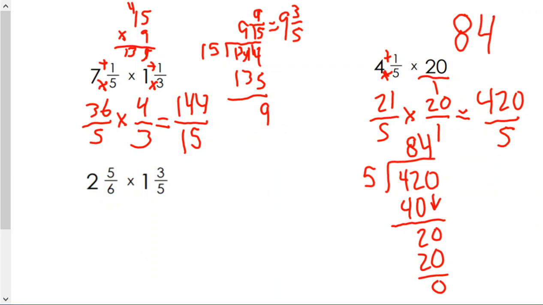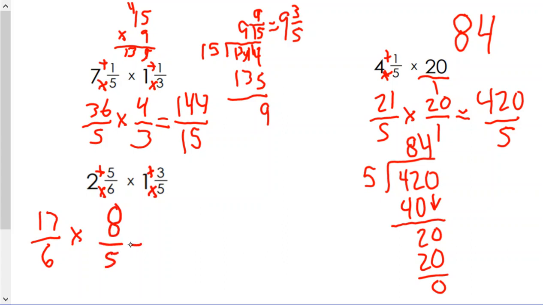All right, one more example here. 2 5/6 times 1 3/5. Okay, convert to improper fractions. So 6 times 2 plus 5. 6 times 2 is 12, plus 5 is 17. 17 over 6 times 5 times 1 is 5, plus 3 is 8. So we have 8/5.